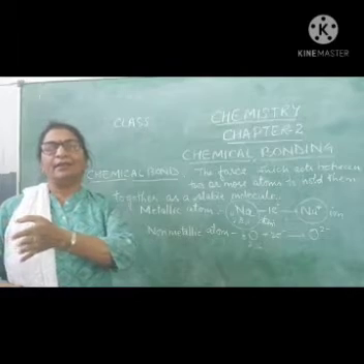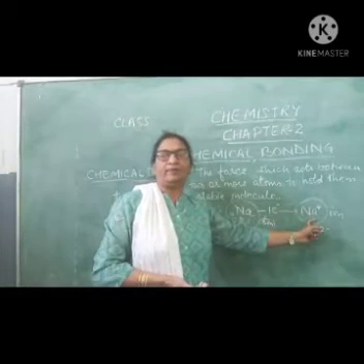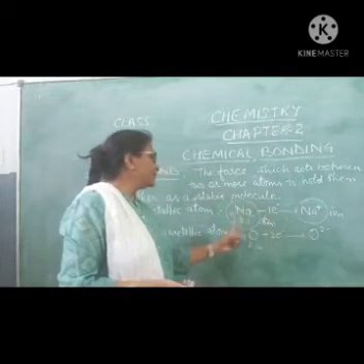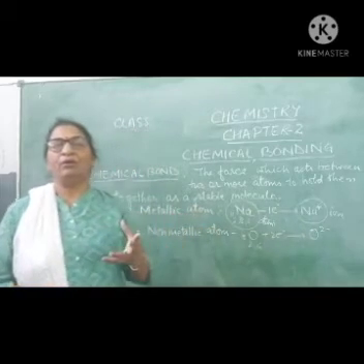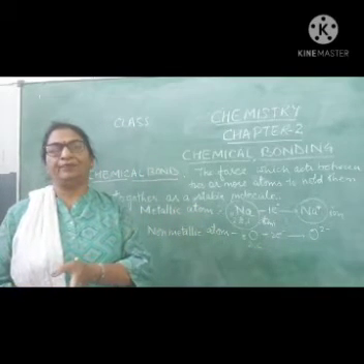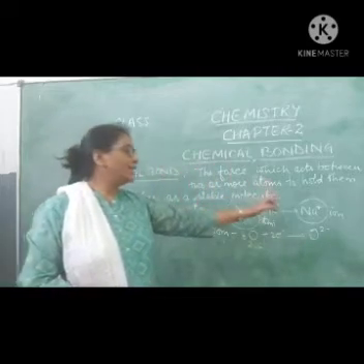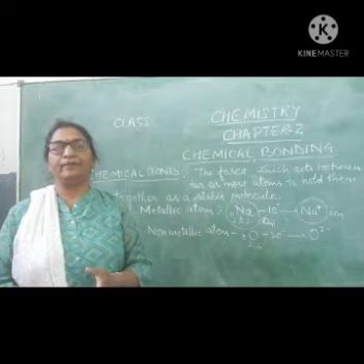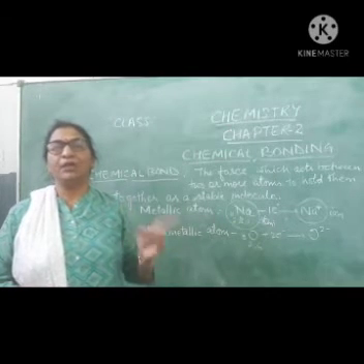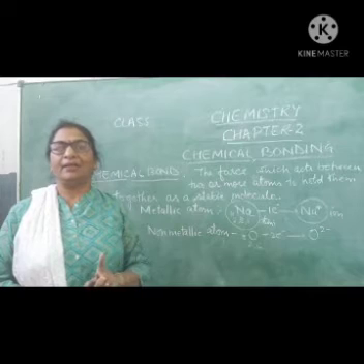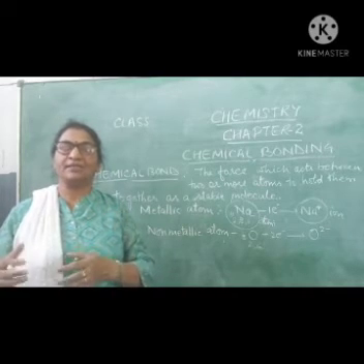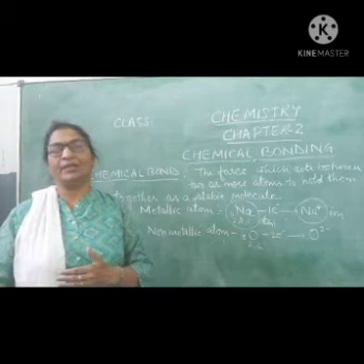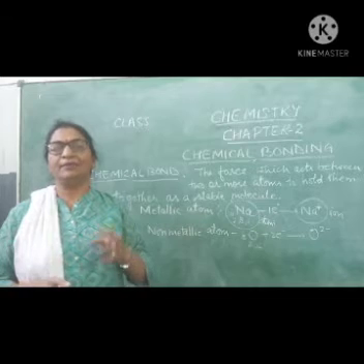While an ion is an electrically charged particle. Second, an atom may or may not exist independently, while ions always exist independently. Why are we using the words may or may not exist independently? Because the atoms of noble gases exist independently, but the atoms of elements other than noble gases cannot exist independently.